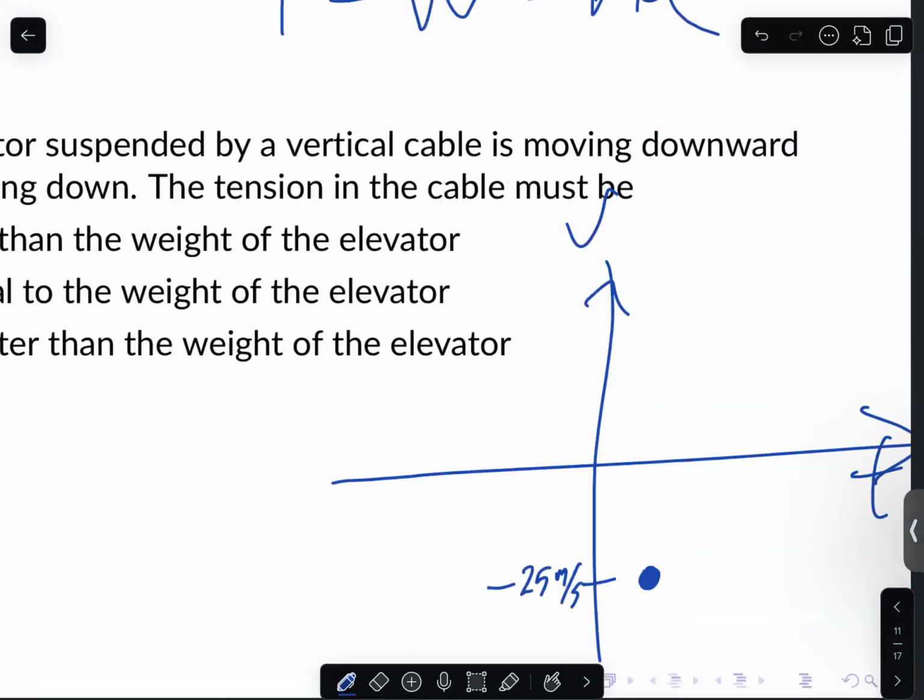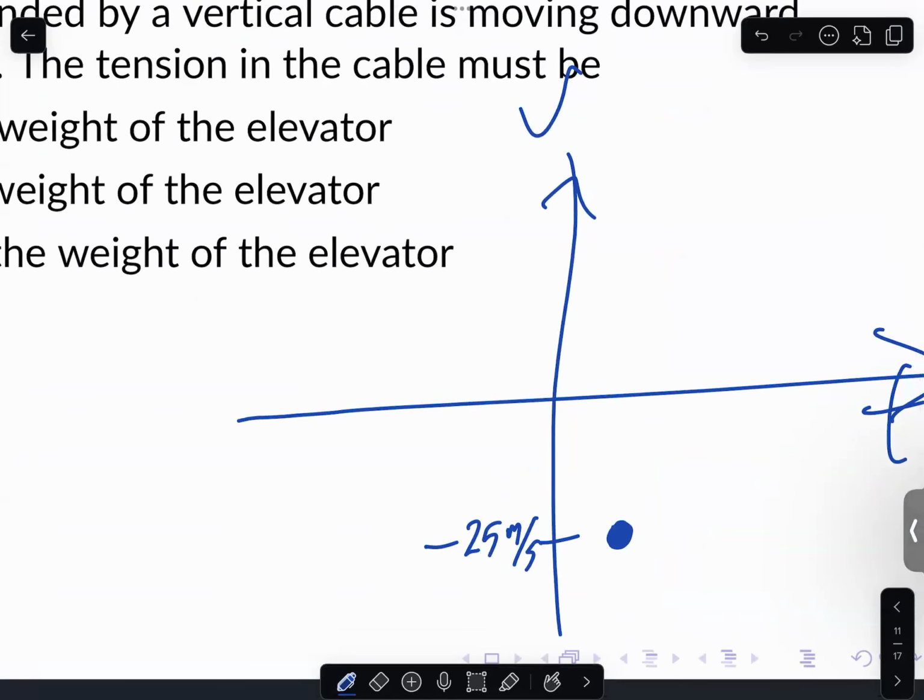Okay, here's one way to analyze this. Draw a velocity time graph. Let's suppose that at some time the velocity is negative 25 meters per second. That's a downward velocity. I told you it's moving downward. Now, if it slows down, tell me a slower downward velocity. Negative 10, negative 20. It's negative because it's moving downward, but it's closer to stopped, which is 0.